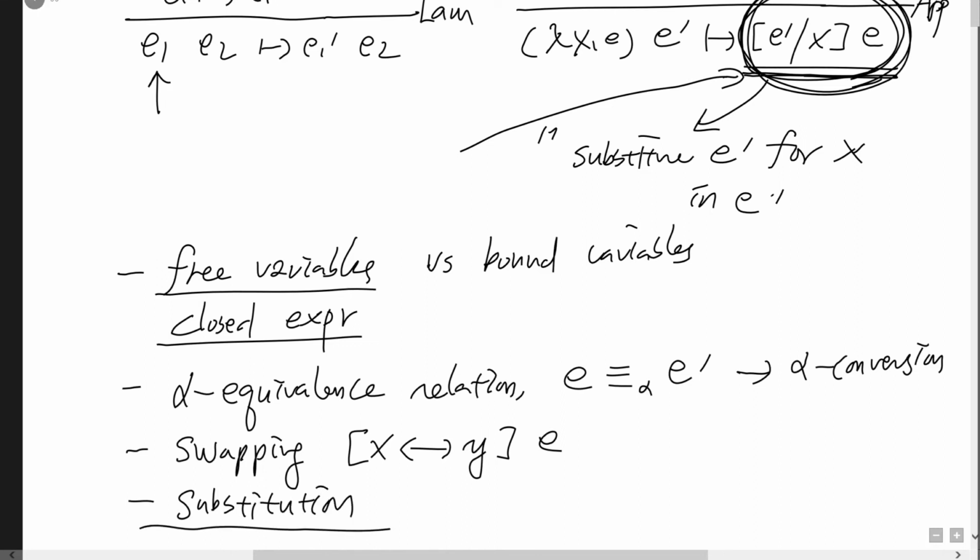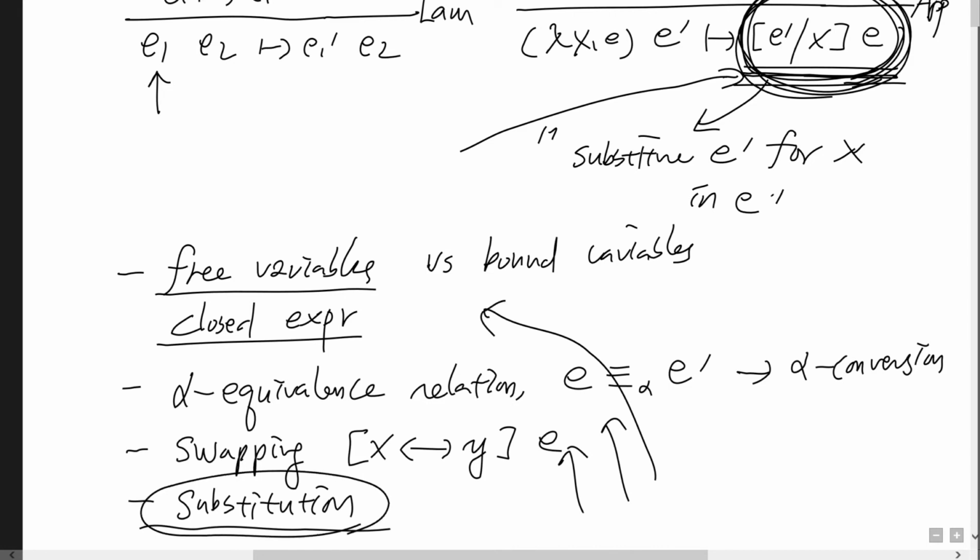So the informal description of this substitution is actually easy, but it turns out that the formal definition of the substitution is quite tricky. You need all these notions in order to formally define substitution, and therefore formally define the operational semantics. So these are the new concepts that we will discuss in the lecture. So let's first talk about these free variables.